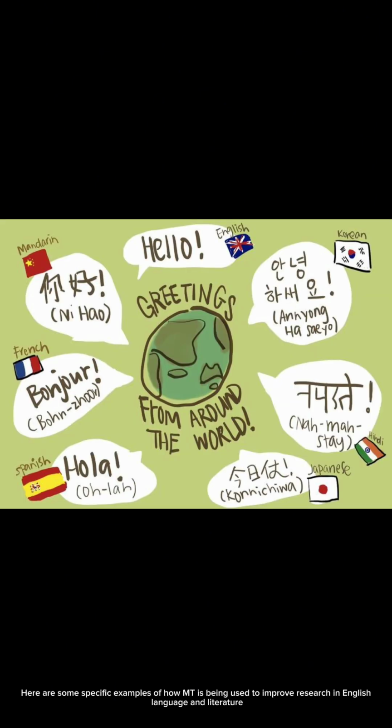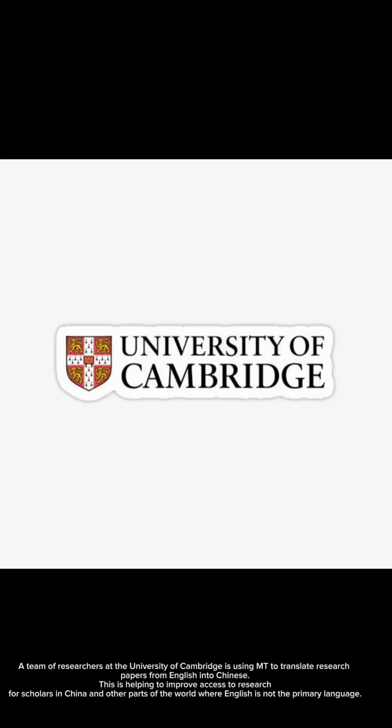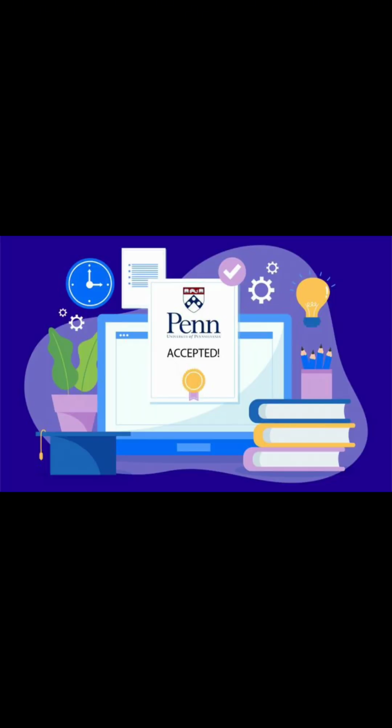Here are some specific examples of how machine translation is being used to improve research in English language and literature. Number 1: a team of researchers at the University of Cambridge is using machine translation to translate research papers from English into Chinese. This is helping to improve access to research for scholars in China and other parts of the world where English is not the primary language.